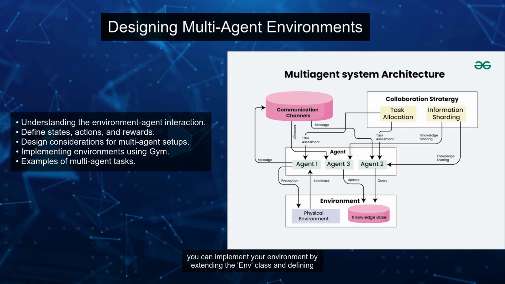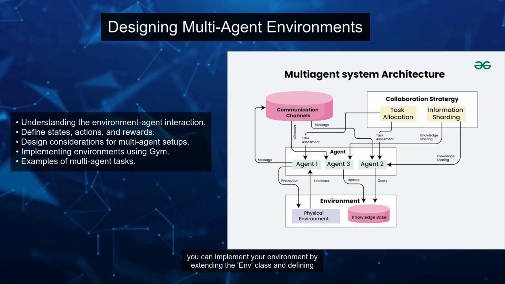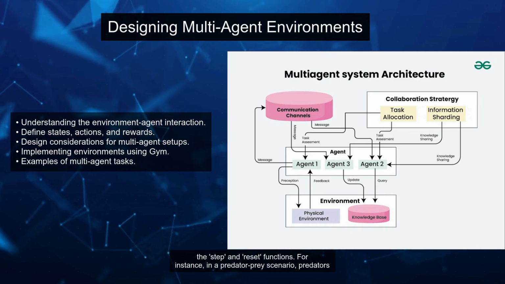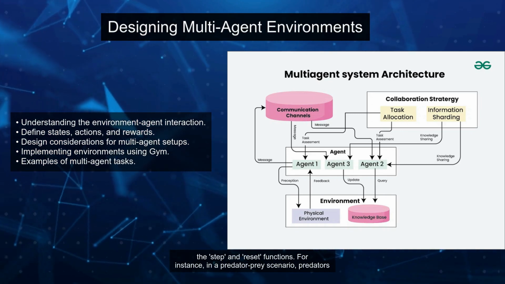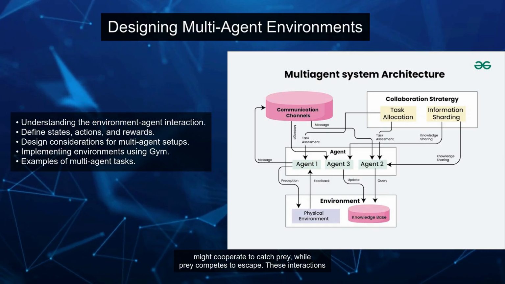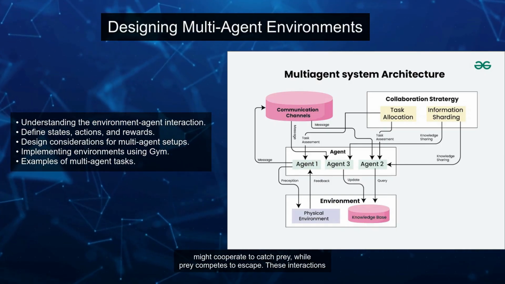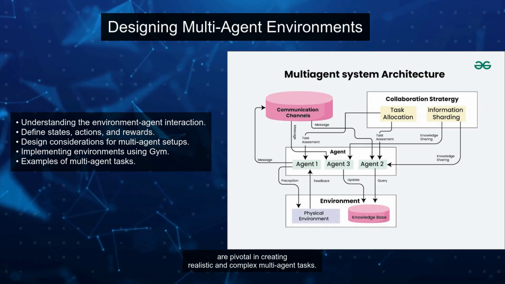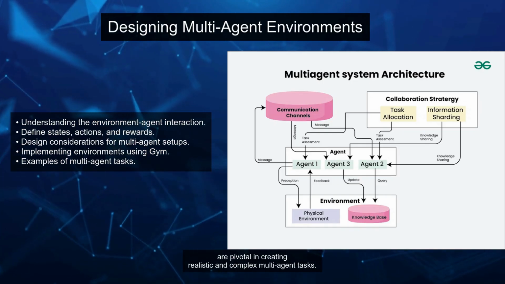Using OpenAI Gym, you can implement your environment by extending the Env class and defining the step and reset functions. For instance, in a predator-prey scenario, predators might cooperate to catch prey, while prey competes to escape. These interactions are pivotal in creating realistic and complex multi-agent tasks.